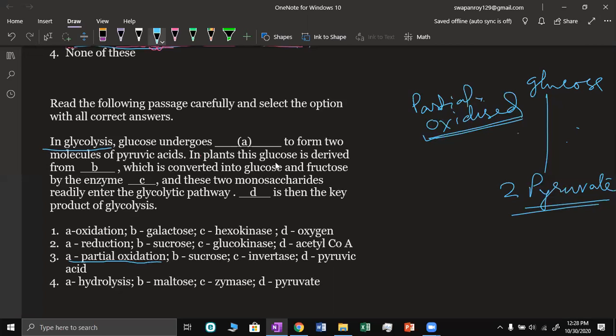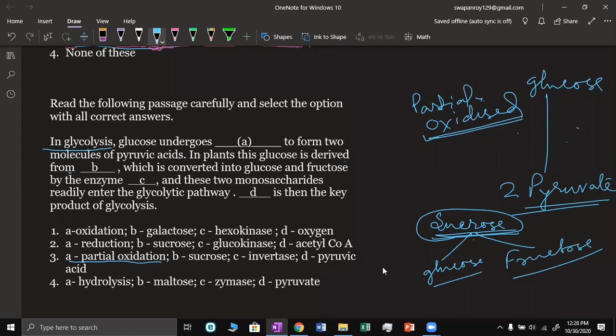In plants, this glucose is derived from what? I have told that glucose and fructose are derived from sucrose, is it? Sucrose is a disaccharide, our table sugar, common sugar. Sucrose is a disaccharide and it is made of one molecule of glucose and one molecule of fructose.